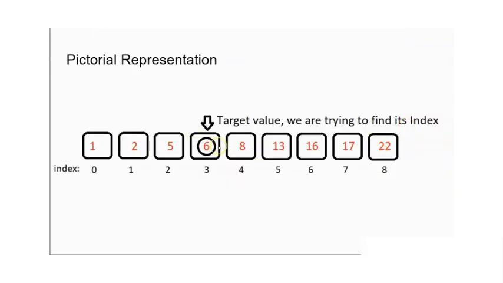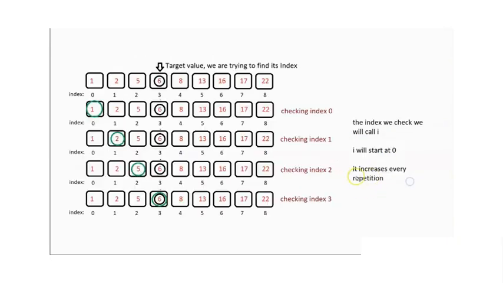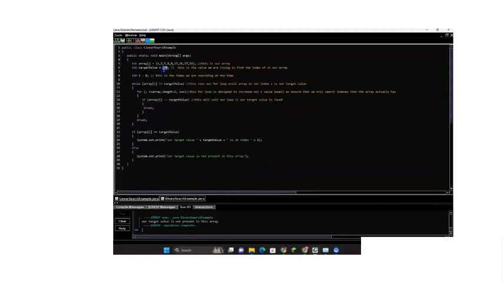Here's an array. Target value is 6. We know our index is 3, but how would we find that using linear search in Java? So we check index 0, check index 1, check index 2, check index 3 until it reaches 6. We would set up our array, set our target value to 6. We'd make an integer right here, i, that keeps track of what index we're searching at the moment.